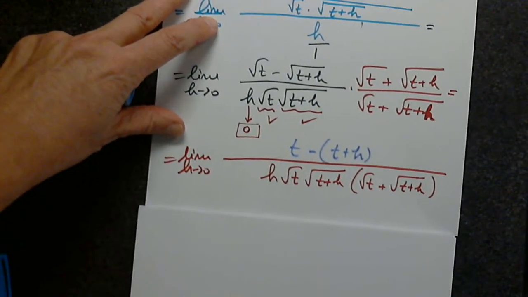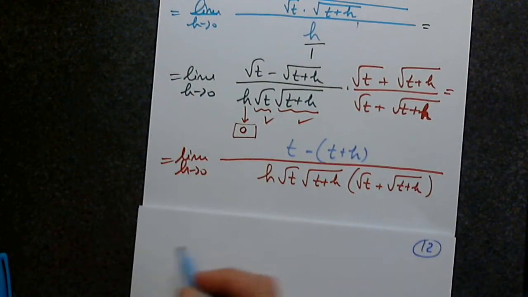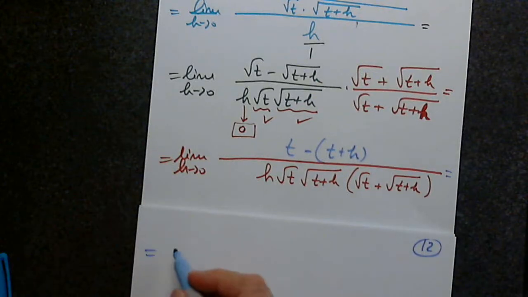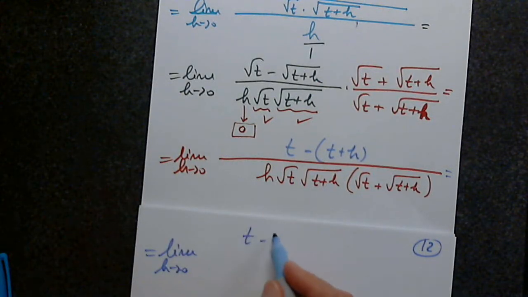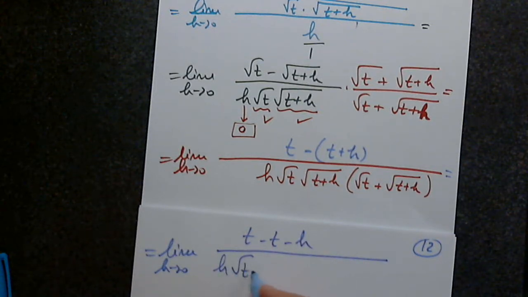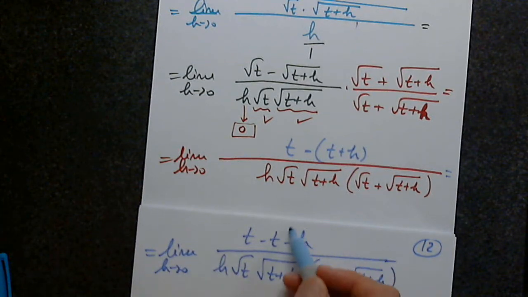So we've done something similar several times this semester. So this equals the limit as h approaches 0 of (t minus (t plus h)) over h times the square root of t times the square root of t plus h times (the square root of t plus the square root of t plus h). These two go away.